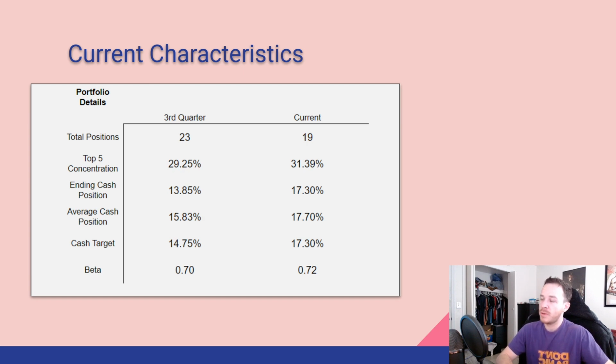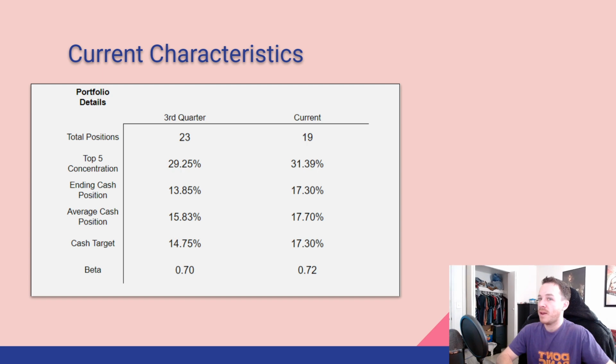The cash target, which I also have on a pretty regular basis, was 14.75% at the end of the third quarter, showing that we actually had less cash than we wanted to have at that point. Versus my cash target at the end of the fourth quarter, we actually have pretty much exactly on the dot the cash target, which is a little bit miraculous. That doesn't normally happen, but it just ended up that way.